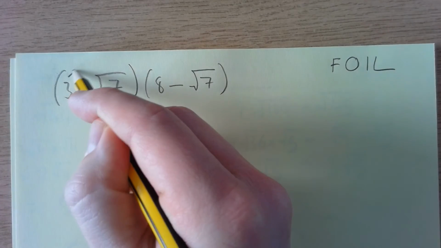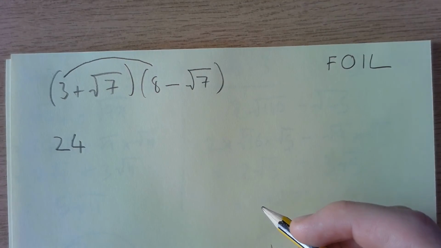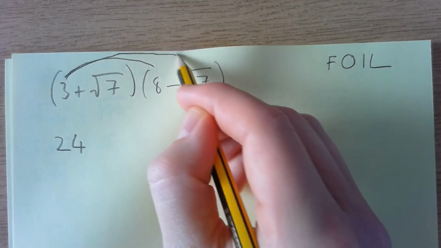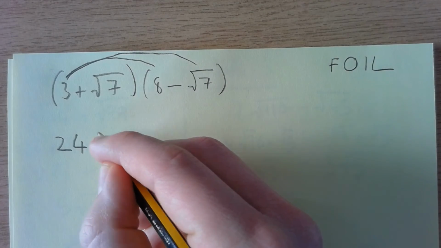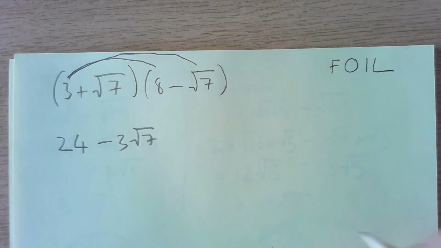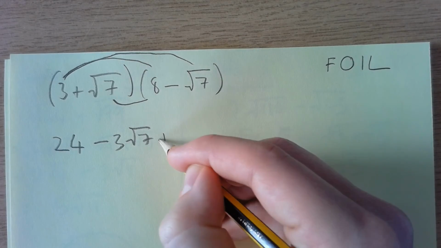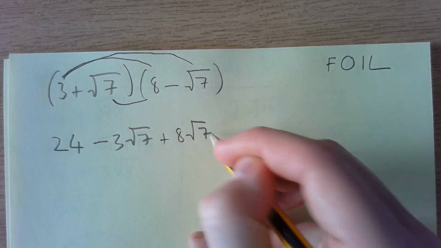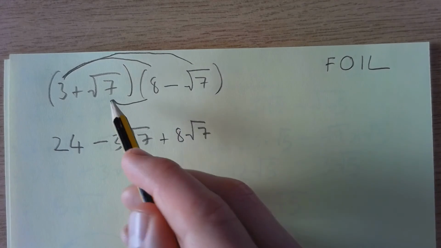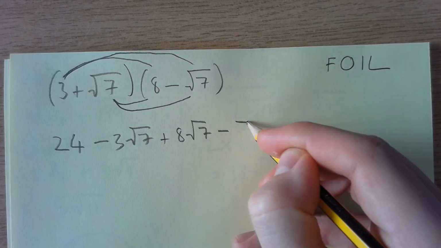So my first 2, 3 times 8 is just 24. Outside 2, 3 times minus root 7 is, well, 3 times root 7 is 3 root 7. So 3 times minus root 7 is minus 3 root 7. Inside 2, root 7 times 8 is just 8 root 7. And last 2, root 7 times minus root 7. Well, I know that root 7 times root 7 is 7. So root 7 times minus root 7 is going to be minus 7.